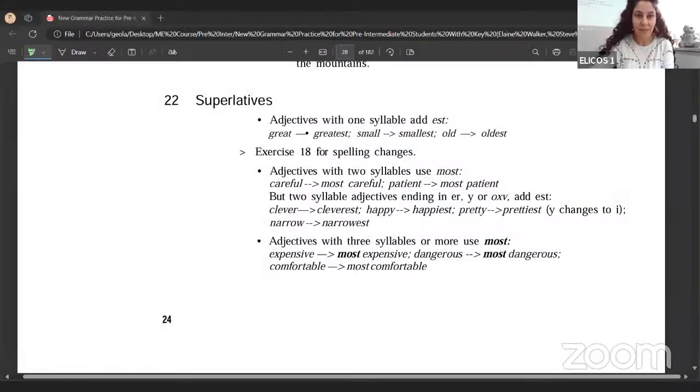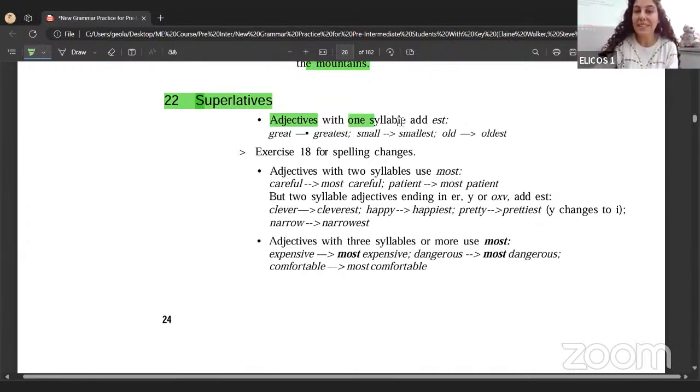So we have here the superlatives. And again, it's the adjective. We're talking about the adjective to give information about the noun. Now, if it has one syllable, that just means one sound, like great, small, old. There's one sound when you say the word. So what you have to do is add the EST to the adjective. So greatest, smallest, oldest. This is the superlative, different to the comparative in the last lesson.